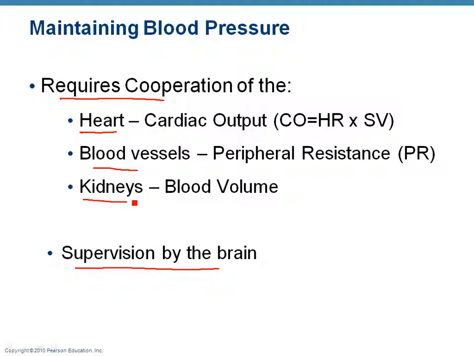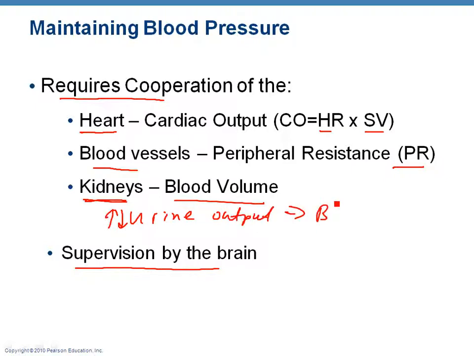Now, for the heart, we're talking about cardiac output. And hopefully you've already covered cardiac output. Cardiac output is your heart rate times your stroke volume. You're talking about peripheral resistance of the blood vessels, how contracted, how vasoconstricted or vasodilated they are. And from the kidneys, you're talking about blood volume, how much blood volume you have. You're going to regulate that with your kidneys by increasing or decreasing urine output, and that's going to affect blood volume.